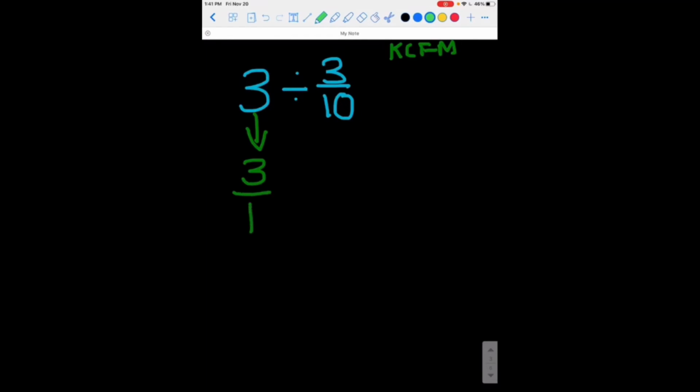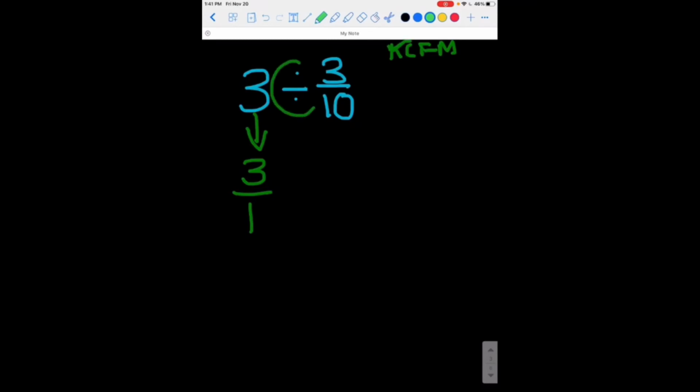Let's do now 3 divided by 3/10. How about you pause this video and try to solve this? I'm assuming now that you've solved it, so let's go over it. So like I said earlier, you should write KCFM on the top. You don't have to, but if you forget, it's better to write it this way so you do not forget. So we would keep 3. I recommend that when you are doing this, you write that 1 underneath. This way you don't get confused. So we've done the keep.